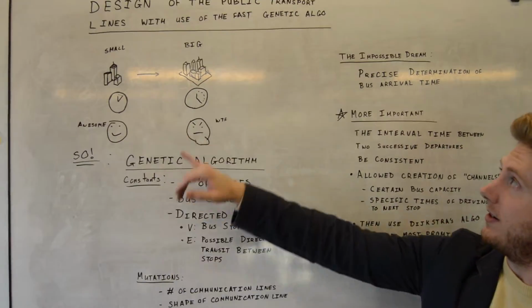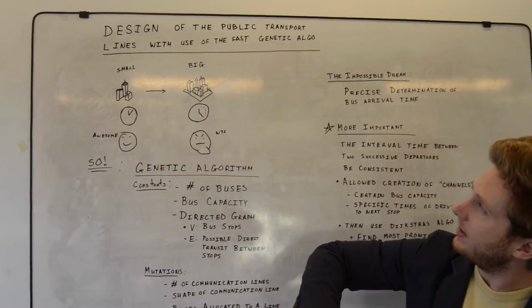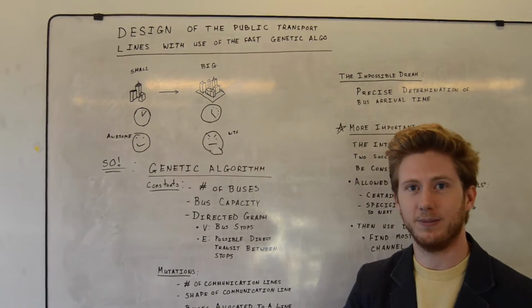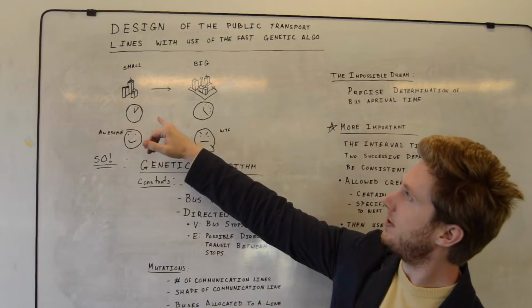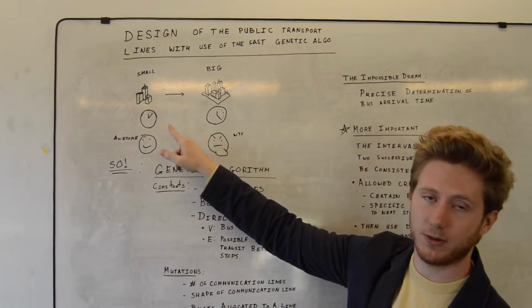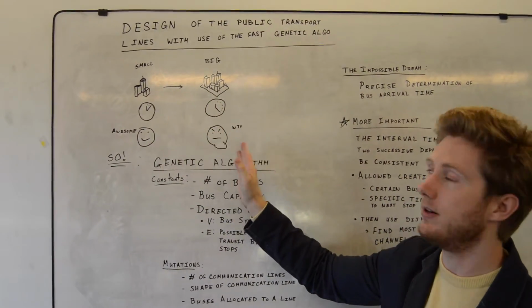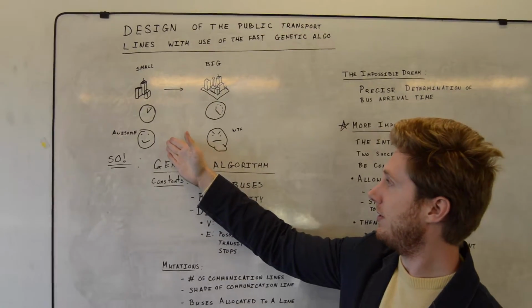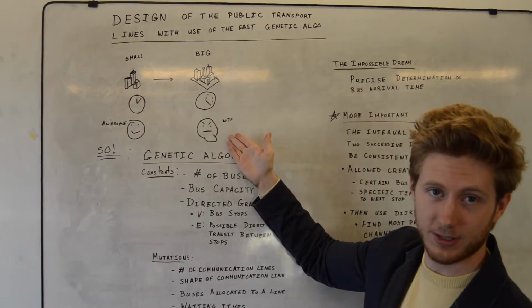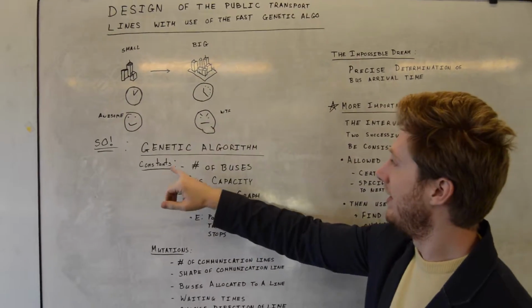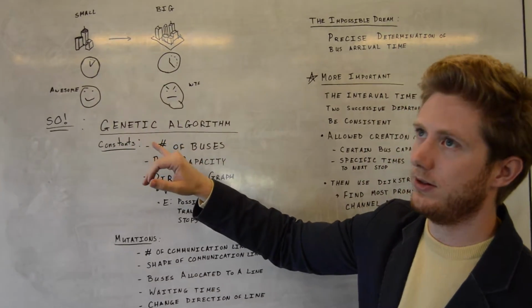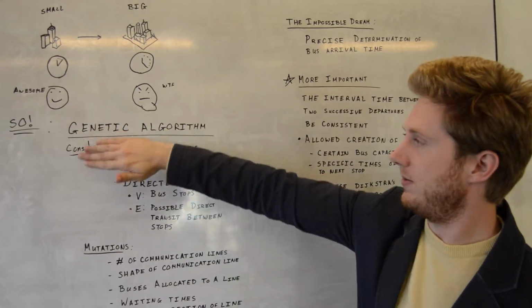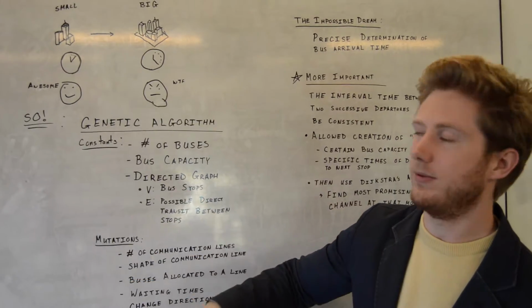The second case study is design of the public transport lines with the use of a fast genetic algorithm. In this, they took the problem of small cities. As they get bigger, the wait times go from small to large, longer. And the happiness of the city goes from awesome to this guy over here who's not quite sad. So, they took previous algorithms which didn't use this, and they were slow, so forever.